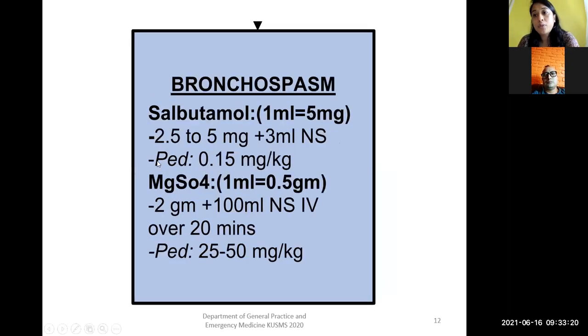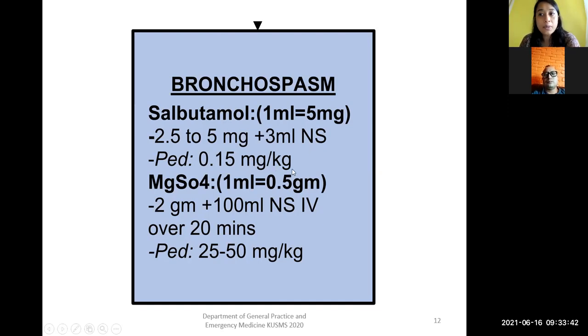If the patient has bronchospasm, as we discussed earlier, we can give medication to help with that. So the first one would be salbutamol, as we give in any other bronchospasm. 1 ml of salbutamol contains 5 milligrams. We dilute it in normal saline and give it. In pediatric cases, it's 0.15 milligram per kg.